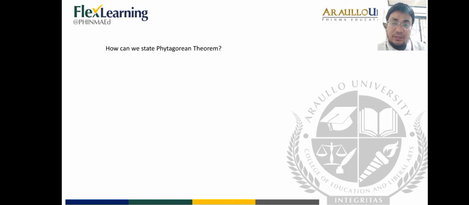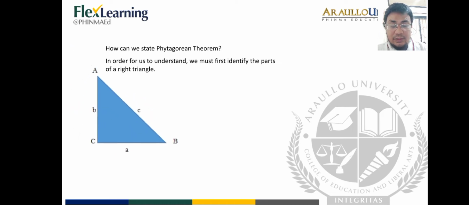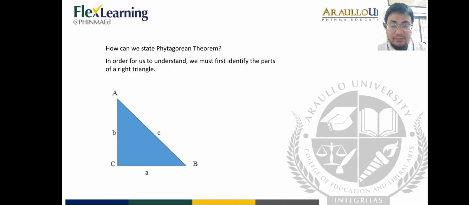How can you state the Pythagorean theorem? In order for us to understand, we must first identify the parts of the triangle. So this is triangle ABC with points A, B, and C, and sides a, b, and c. We can identify this as a right triangle because of point C, which is 90 degrees. So let us identify the parts.